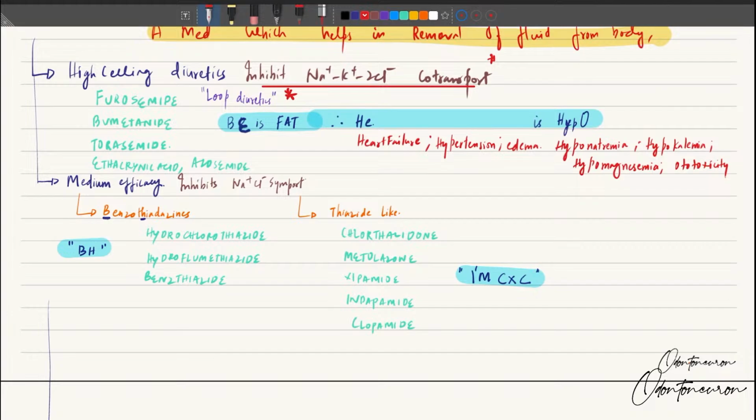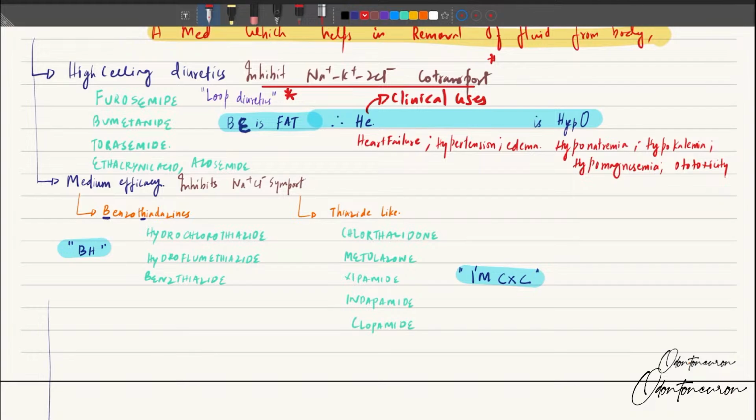Therefore, as he is fat, B is fat, what I want to say with he is about the clinical uses. This he denotes the clinical uses of the drugs. What are the clinical uses? You can use them in heart failure, you can use them in hypertension, you can use them in edema, right?